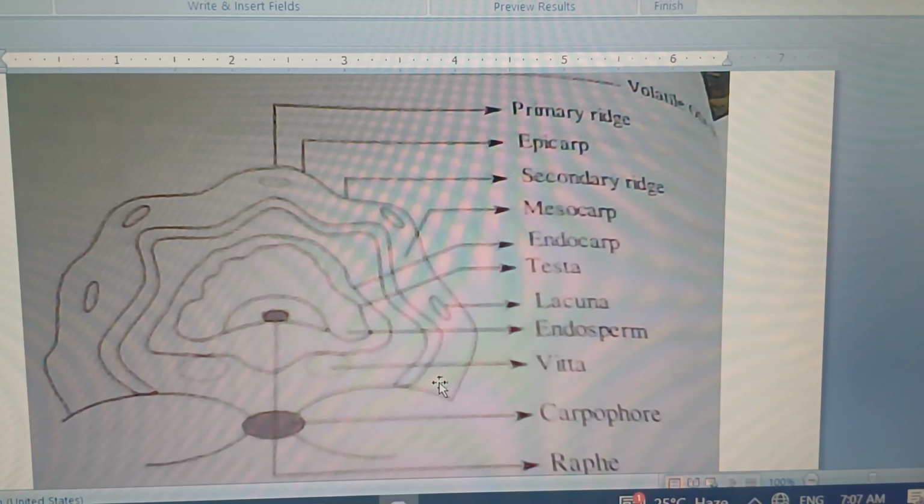Now we are coming to the two important contents, that is the vitta. You can see here, feel the vitta and carpophore, raphe. Okay, you practice it, keep paper, draw the diagram 2 to 3 times, you will become very perfect. Basically, we are supposed to work like BSc botany and MSc botany people. At least as per the diagram's content, you should be in a position to draw the diagram, is it not?